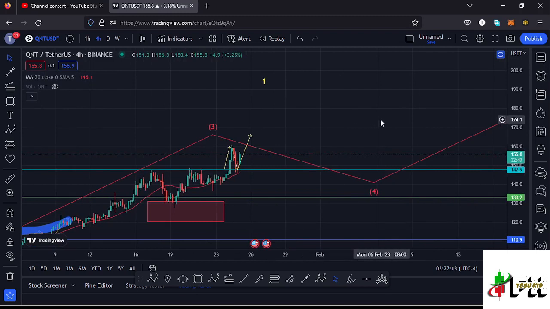So that is what I'm expecting here on the Quant chart, on the long term and also on the short term scenarios, and I'll keep you updated.